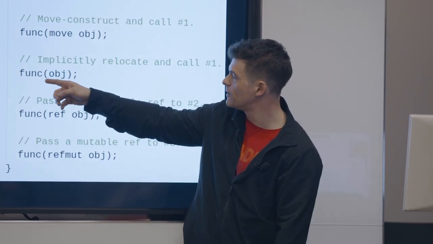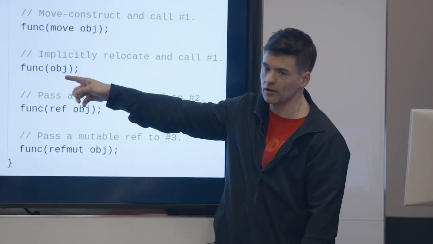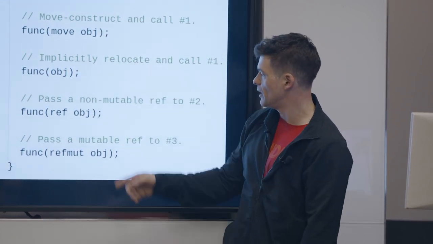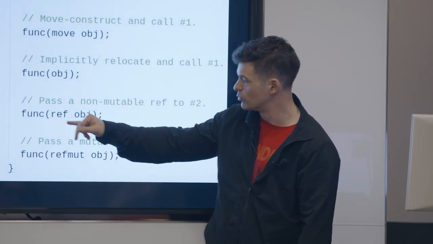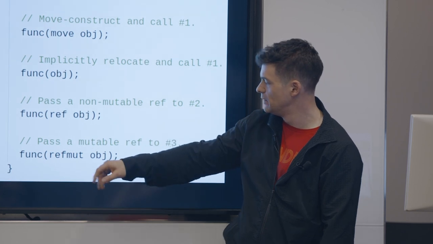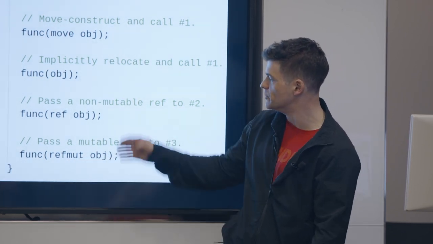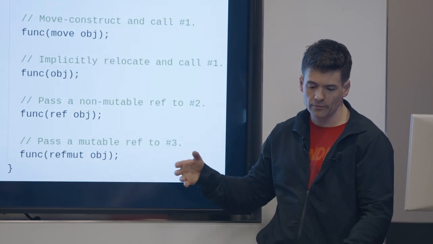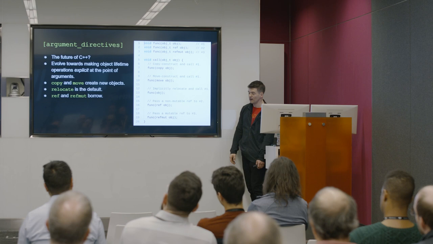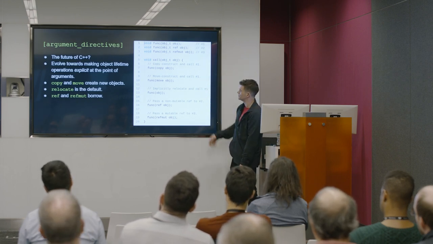So if I call func and I pass it the object, it's going to call number one, which is the relocation. It'll call the relocate constructor. And then later on, you can't use that object again. Finally, borrow checking. Ref will produce an immutable reference to number two, which is borrow checked. And this ref mute will pass a mutable reference, which would be borrow checked as well. And then you get the lifetime requirements in here. So I think this is, not long term, but within the next year for sure, would be possible to get out to have all this.